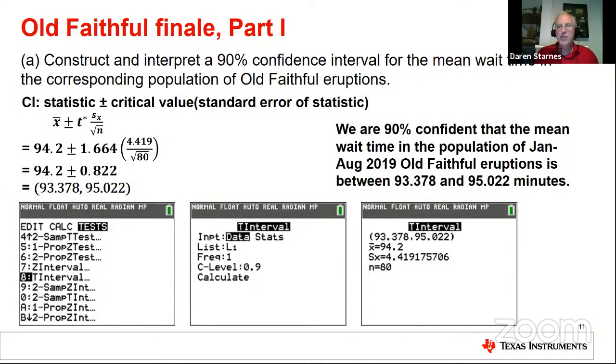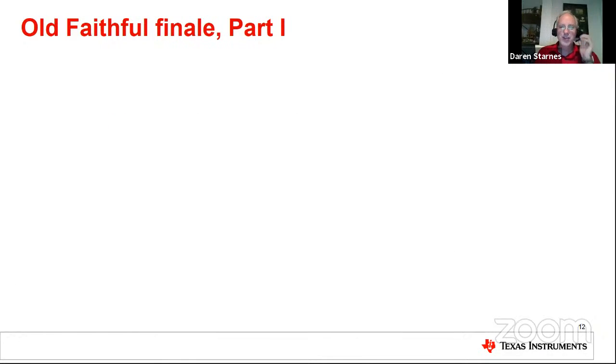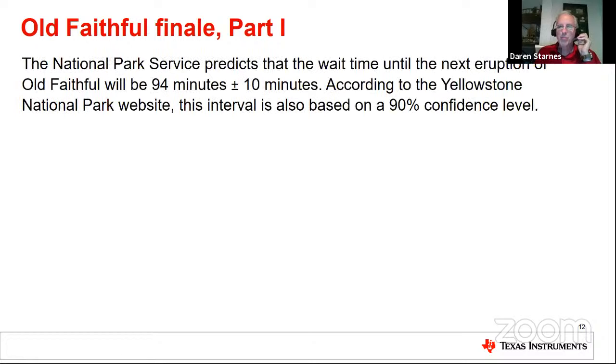A lot of AP exam free response questions that have confidence intervals have some kind of follow-up part or parts. And so I wanted to think about how to follow up on this. Warning, this first part is a little bit of a curveball. So the National Park Service actually predicts on their website that the wait time until the next eruption of Old Faithful will be 94 minutes plus or minus 10 minutes. That's how they do it.